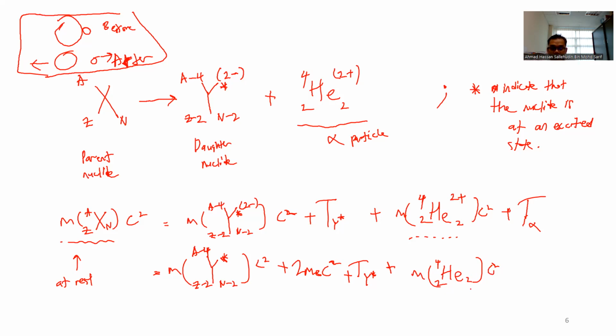To make this neutral helium atom become 2+ in charge, I have to remove 2 electrons. The removal of 2 electrons from a neutral helium atom gives you a helium nucleus, and then the kinetic energy of the alpha particle.